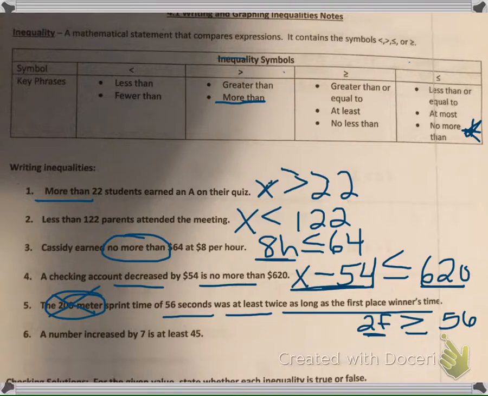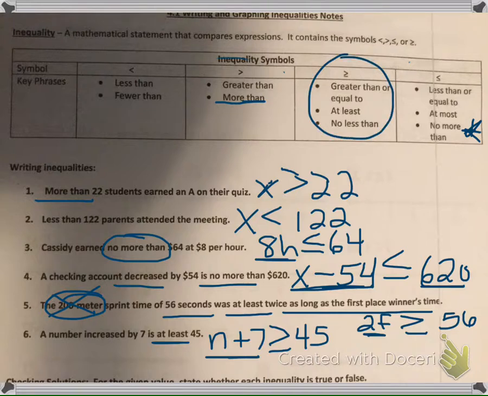Number 6, a number, we don't know the number, so I'm going to use n, increased by 7 is at least 45. So this number has to be at least 45. Could it be exactly 45? Yes, but it has to be either 45 or greater than or equal to. If you look at the keywords here, at least, you'll find it here, and I honestly think this is something that you just need to study for. At least, right there, would be that same symbol.